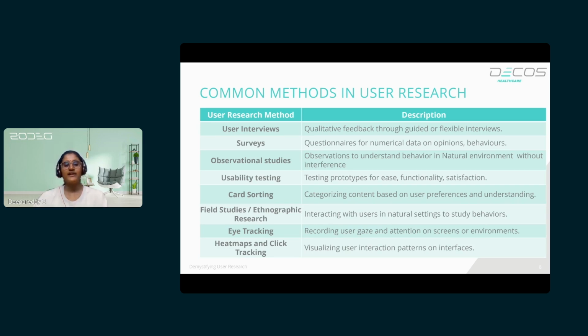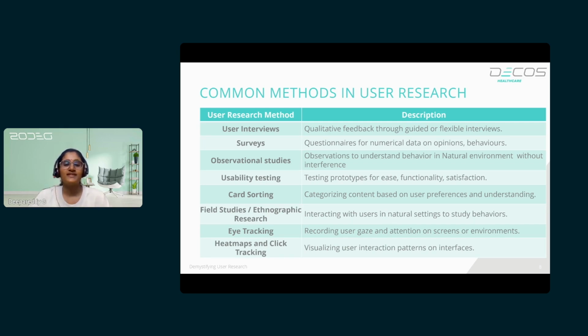Moving on to heat maps and click tracking. Heat maps also involve eye tracking. Heat maps gain their inputs from the eye tracking data, but they are different from eye tracking. Here, heat maps are a visual representation that showcases the areas of high and low user interaction on any web page or interface, based on eye tracking data.